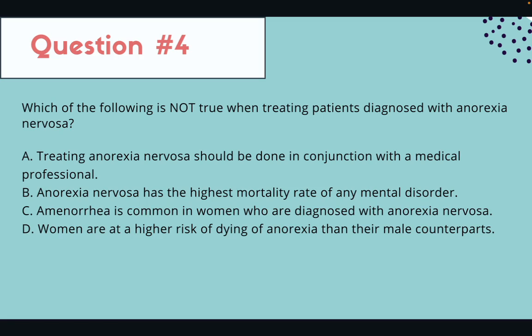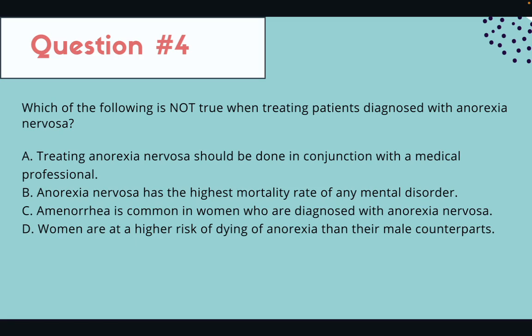B, anorexia nervosa has the highest mortality rate of any mental disorder. People often do not believe this to be true. However, it is. There's a variety of research out there, but 1 in 10 people may die due to medical complications associated with anorexia nervosa. And you have to think a lot of times they might not seek treatment. It might be too late in the progression of the disorder for them to seek treatment.